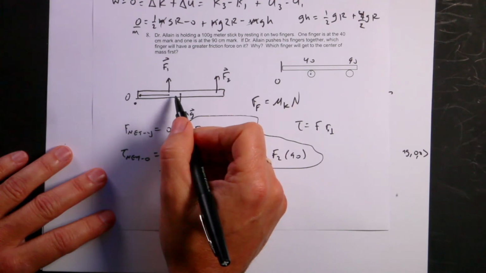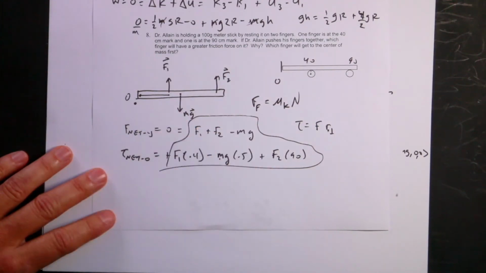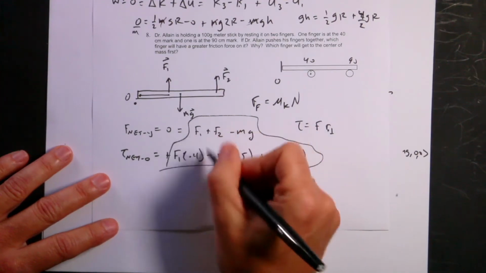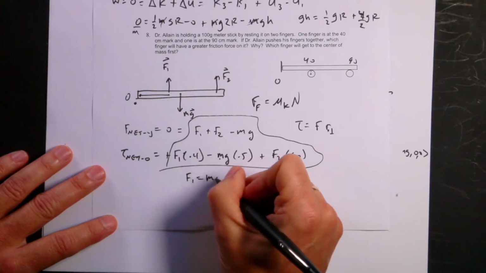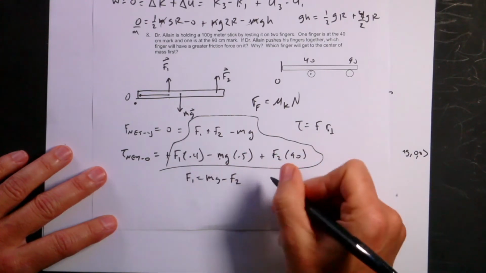I think it's not completely obvious. Well, let's just solve for these two forces. So let's solve this one for F1. I get F1 equals mg minus F2, and then I will plug that in up here.